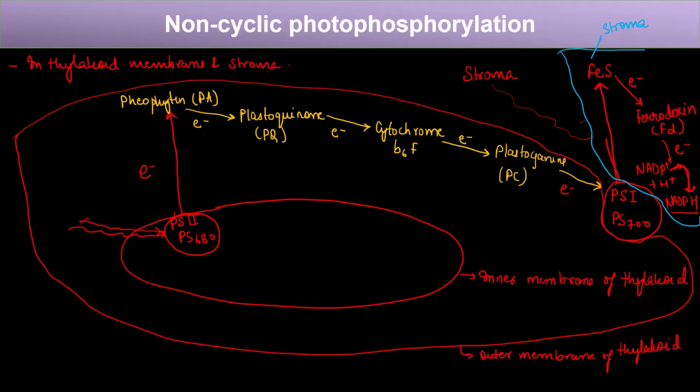Now, what is the important thing to remember from here? What we are seeing is a series of electron transport chain electron carriers, right? So let's talk about these electron carriers. The first electron carrier that we see is what? Pheophytin.